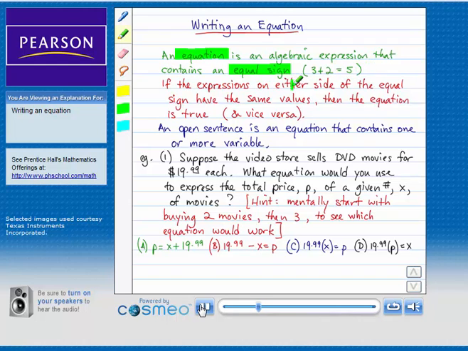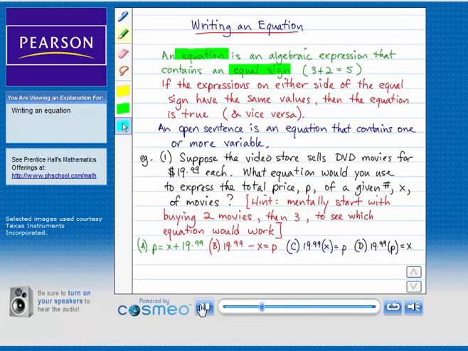Now if the expressions on either side of the equal sign have the same values as it does above, then the equation is said to be true, and vice versa. Okay, if the equation is true, then I know that the expressions on either side have the same value.